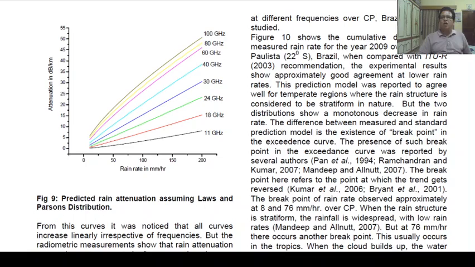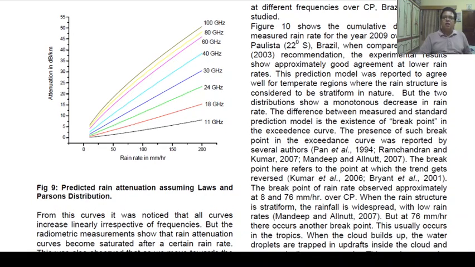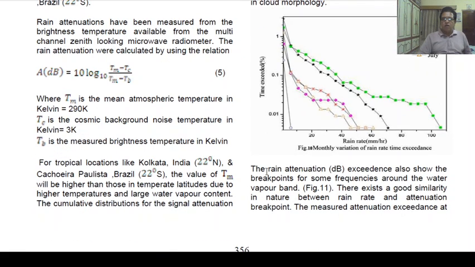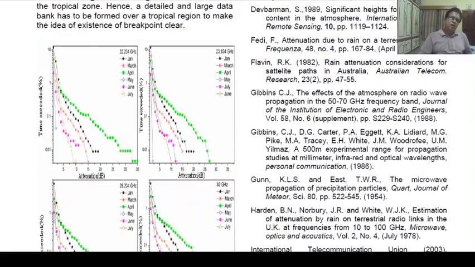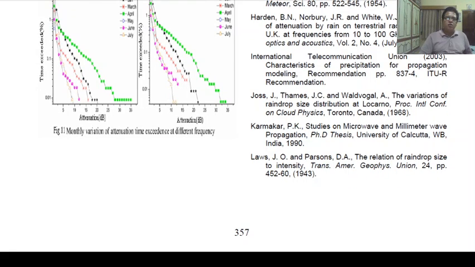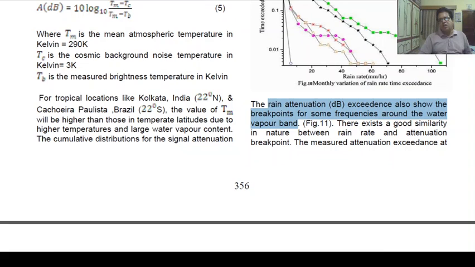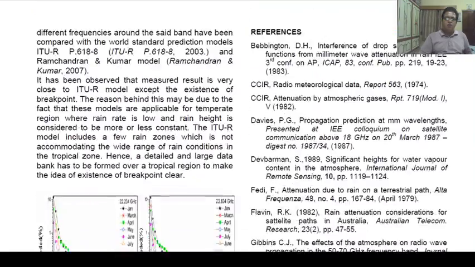Figure 10 shows the cumulative distribution of measured rain rate in a year. Some years are shown, with monthly variation of rain rate, time exceeded versus rain rate. This is not necessary for you, you just see it. The rain attenuation exceedance also shows breakpoints for some frequencies around the water vapor. In figure 11 you can see how monthly variation of attenuation depends upon the frequency. So you just see here how the variation in attenuation of rain occurs due to frequency and in different months, that means according to season.